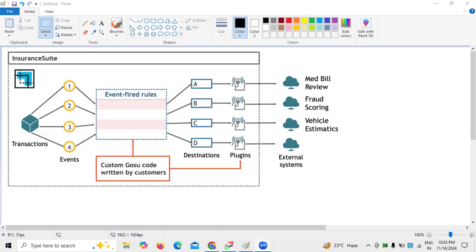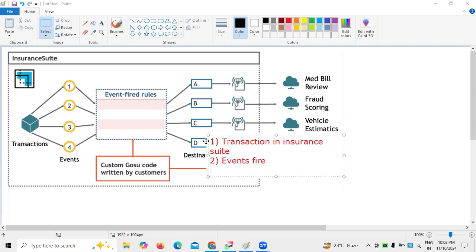So the first one, let me write down here. The first one is about the transaction in the insurance suite. This is the first one which it normally sees. The second one is events fire. The third one is about customer event fire rules. Okay, so these are the different data flows which we normally see. So these are the major rules.